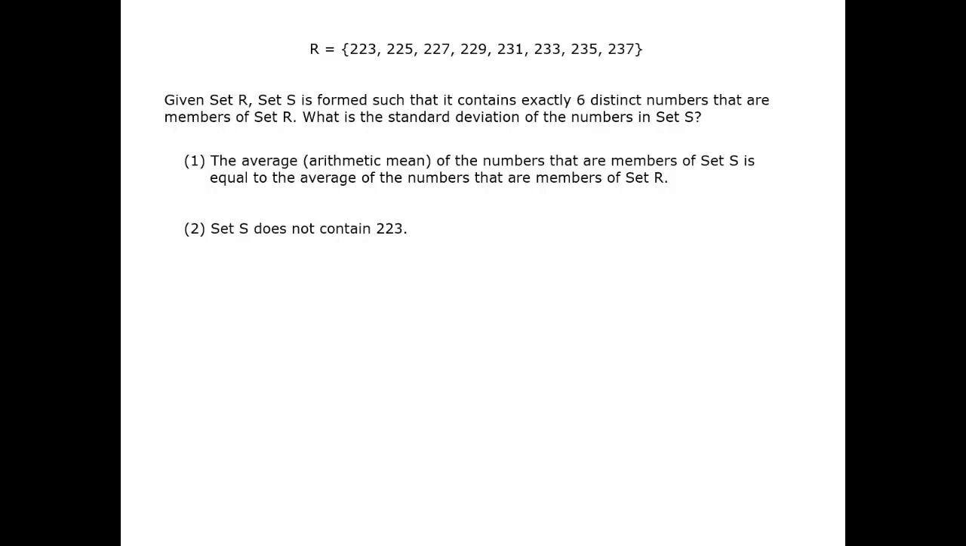In this question, we're told about a set formed from set R. R has 8 elements, and S will have 6 distinct elements, so choosing 6 elements to include in S is equivalent to choosing 2 elements of R to knock out. If we know exactly what 2 elements are knocked out, then we know exactly what's in S, and we'll know the standard deviation. There might be other ways to infer the standard deviation as well.